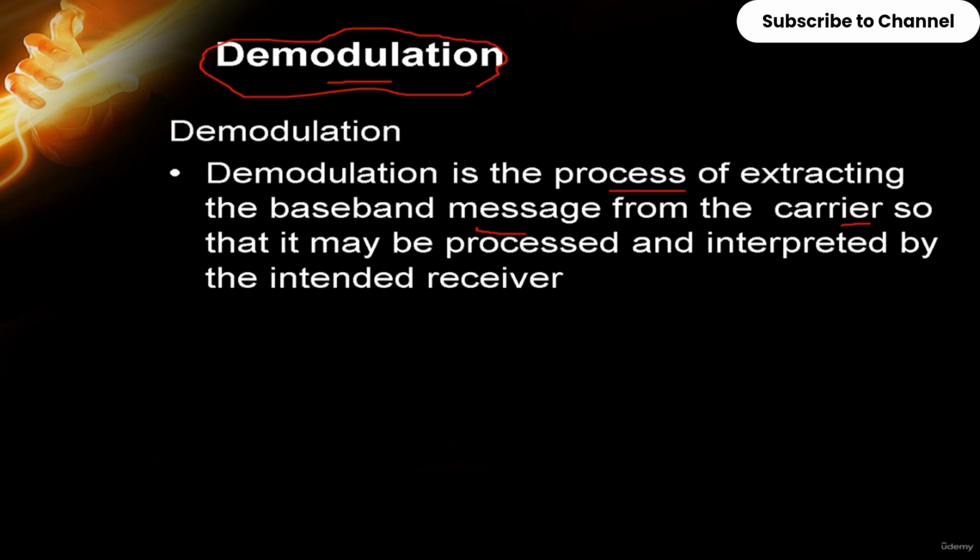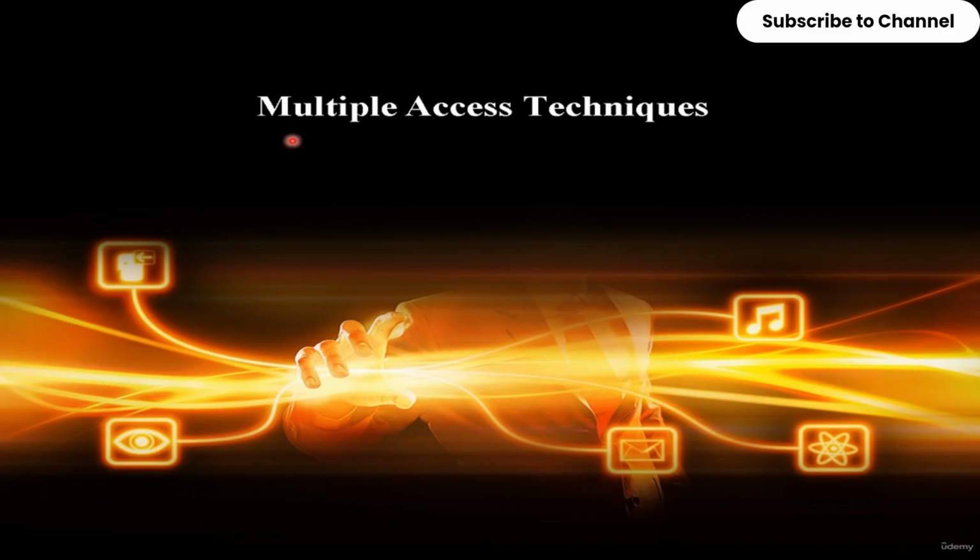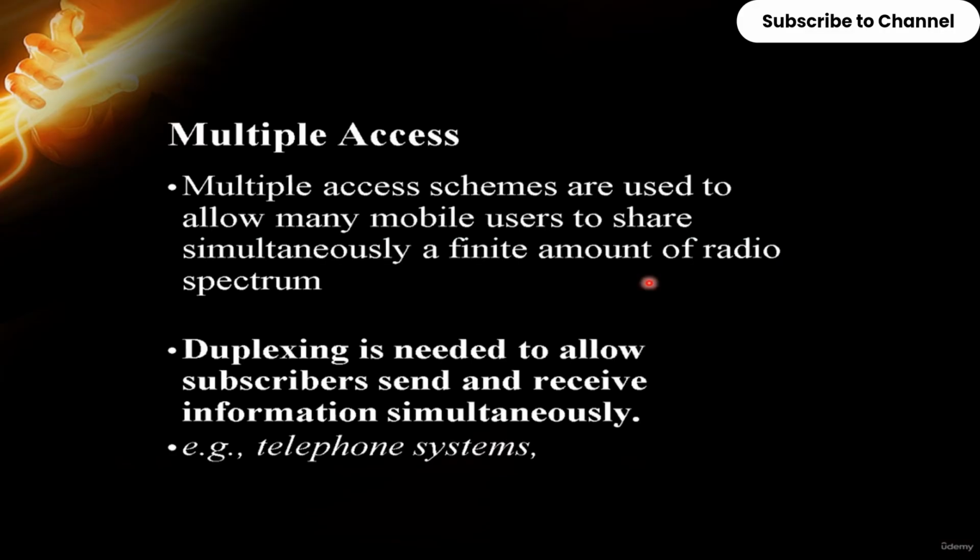Thank you. Hi all, in this lecture we are going to discuss multiple access techniques. What is a multiple access technique? Multiple access schemes are used to allow many mobile users to share the medium simultaneously with a finite amount of radio spectrum. It is achieved with the help of duplexing, where the subscribers send and receive information simultaneously. The best example is telephone systems.